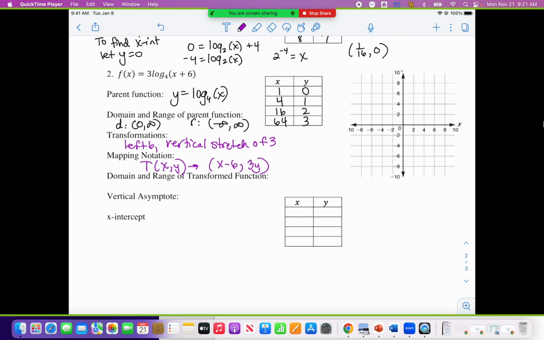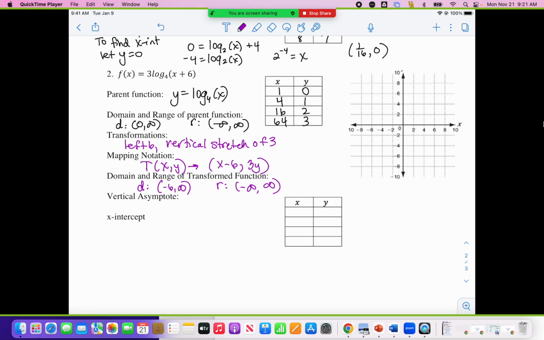So now, my domain. I have moved left 6. So Nick, if I'm going to move left 6, what would be my new domain? Negative 6 to infinity. You got it. Now, it does not matter that I've multiplied the y values by 3, because negative infinity to infinity, you can't change that. So let's send our points through the mapping notation. What the mapping notation says is take all of the x coordinates and subtract 6. Take all the y coordinates and multiply by 3.